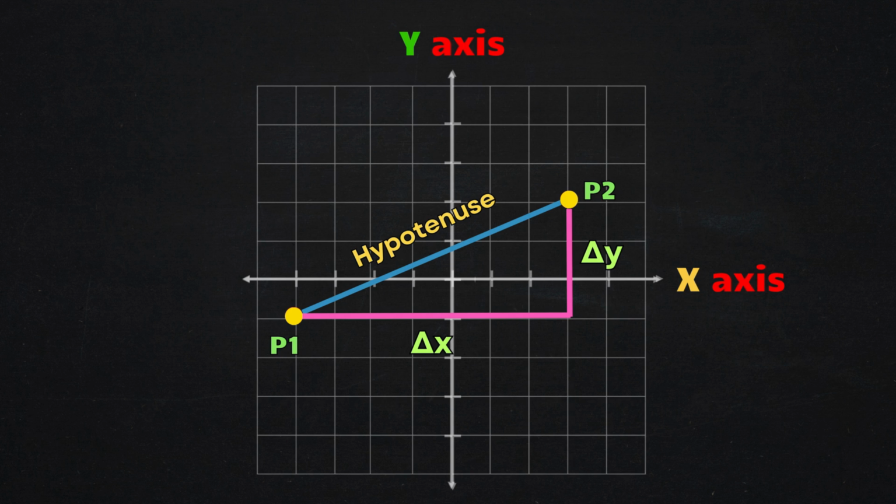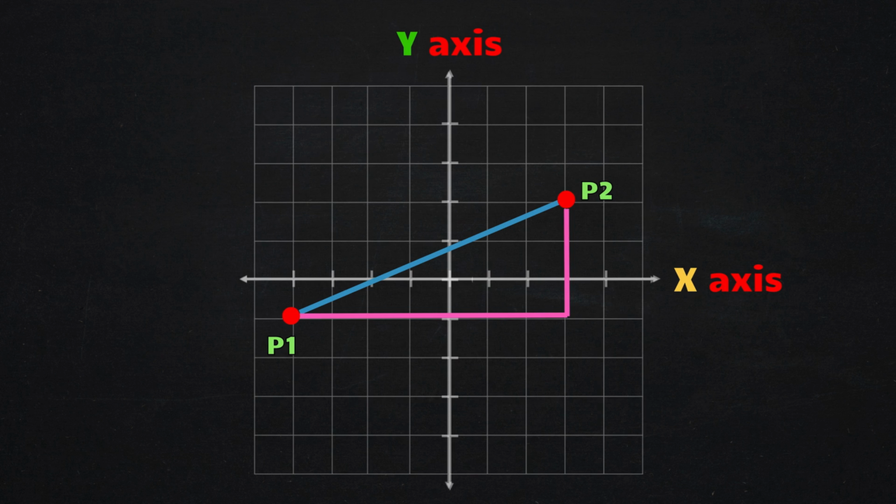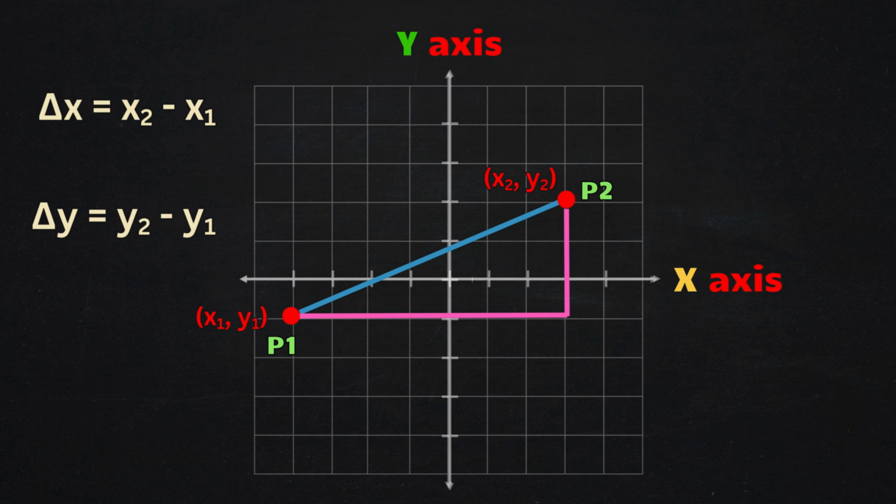To find these values, you simply subtract the x and y coordinates of the 2 points. If point 1 has coordinates x1, y1, and point 2 has coordinates x2, y2, then delta x equals x2 minus x1, and delta y equals y2 minus y1. Exam tip: always subtract in the same order, second minus first, to maintain consistency and avoid sign errors. These values, delta x and delta y, are fundamental because they are used directly in both the slope formula and the distance formula.